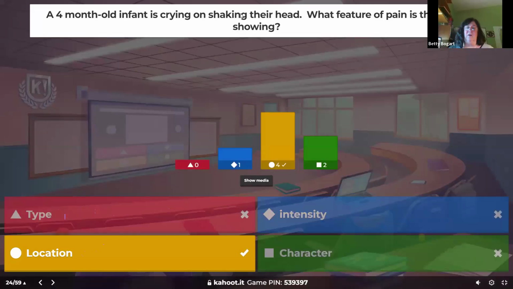And that is the location. It's telling me probably an ear, right? Shaking their head, something's happening there. Like when they put their hands in their mouths, maybe it's their throat.